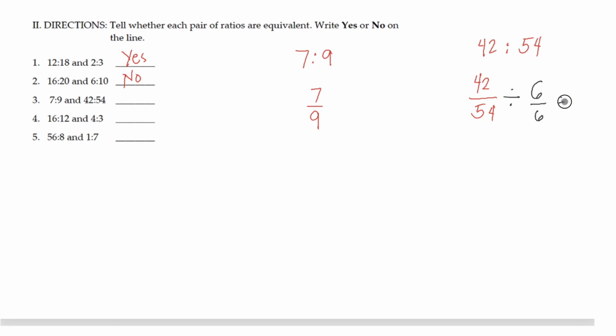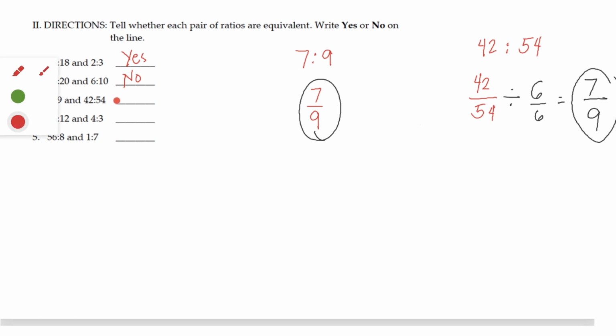Okay? Ngayon, kapag dinivide natin ito, we have 42 divided by 6. The answer is 7. And 54 divided by 6, the answer is 9. And then, kung titignan nyo ulit, same sila. Ibig sabihin, they are equivalent ratio. So, this is equivalent ratio, yes.